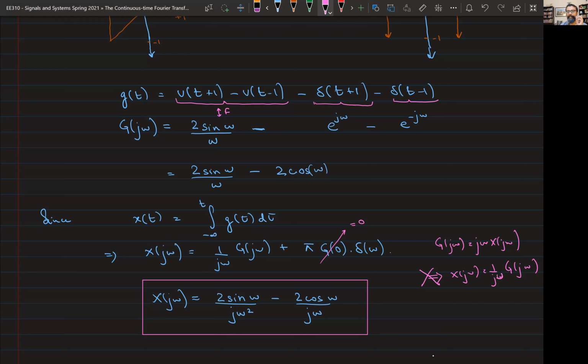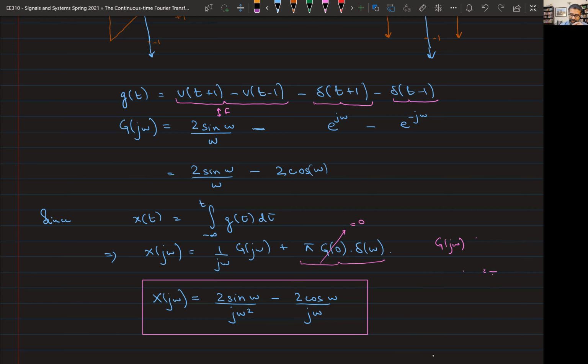Excellent. And that's why there's an extra term, which just plays a part at omega equals 0. It turns out in this case we're all good because there's no DC component for G, and therefore X is indeed equal to 1 upon j omega times G. But in general, it is not, so you need to be careful here.